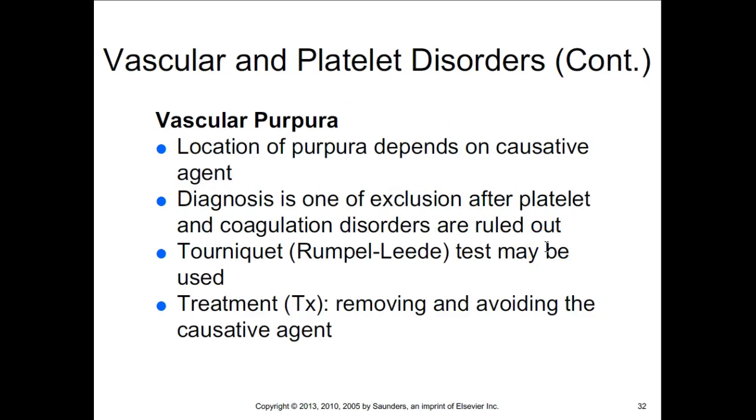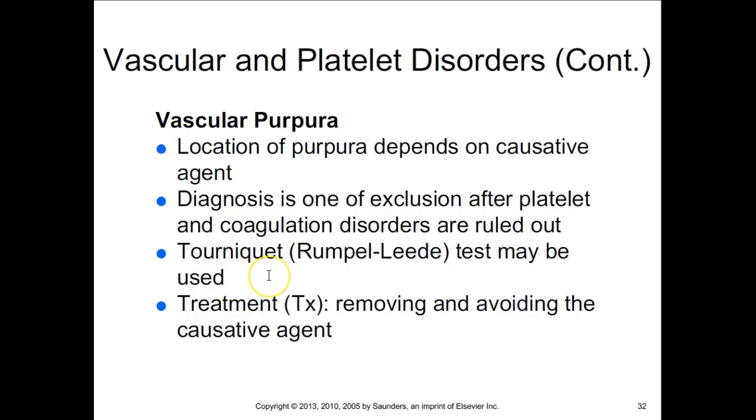So the purpura, depending on where it is located, might help you figure out what is the causative agent, right? The causative agent of the vascular purpura could be used in testing.